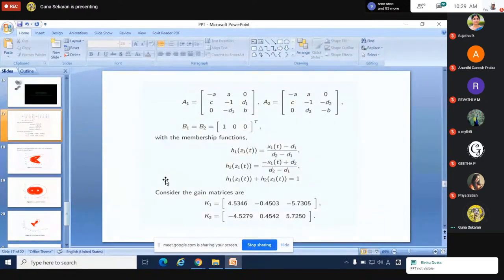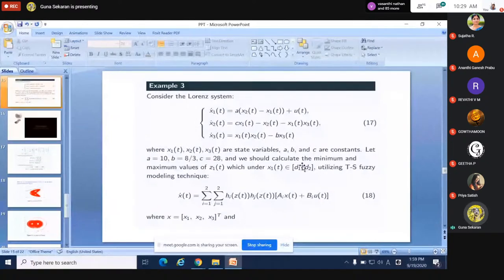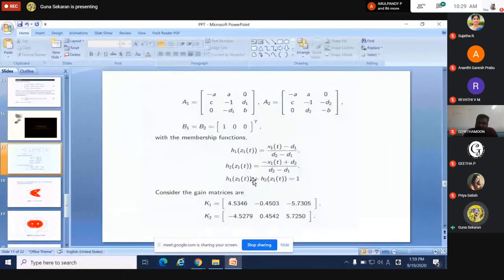Now we have linearized the system for the inputs A1 and A2 and B1, B2, and then the membership values. We can use the convex polytopic method, the convex methodology, and the distance formula. You can use here H1 of z(t) equal to (x1 of t minus d1) divided by (d2 minus d1), and H2 of z(t) equal to (minus x1 of t plus d2) divided by (d2 minus d1). Using the distance formula, you can easily find out that the total membership value equals 1.